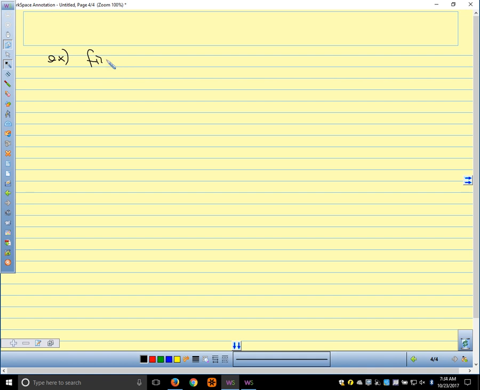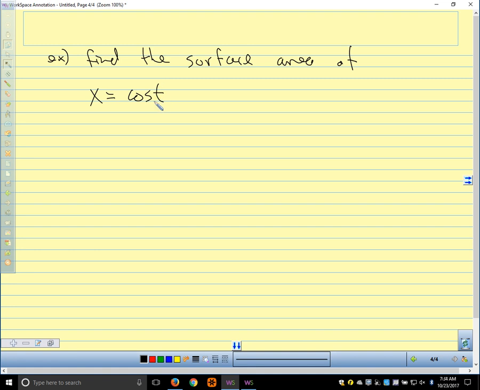We want to find the surface area of x equals cosine t, y equals 1 plus sine t, from 0 less than or equal to t less than or equal to 2 pi, revolved about the x-axis. Before we set this up, any ideas what this curve is?